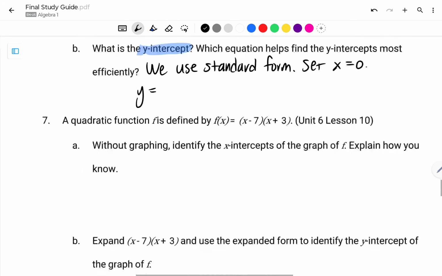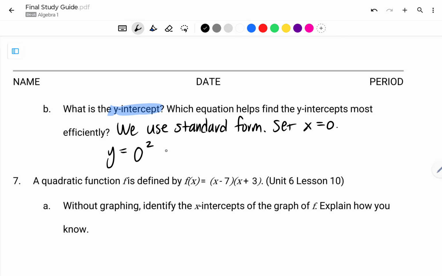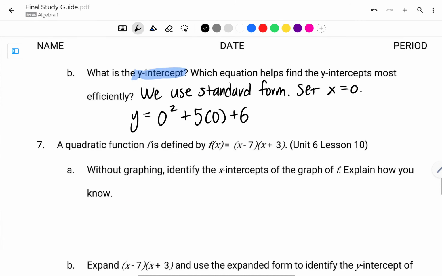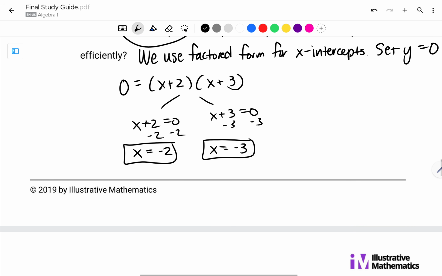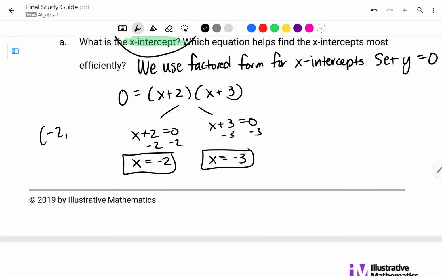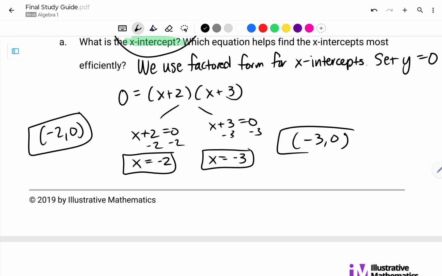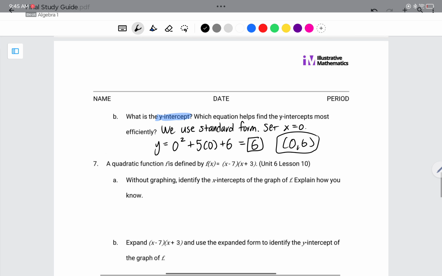Okay. It's 0 squared plus 5 times 0 plus 6. Right? Yeah, there you go. 0 squared is 0, 5 times 0, 0, so it's 6. So your y-intercept is at 0 and 6. And then this one, sorry, I forgot to put them in coordinates. This one is negative 2 and 0, and this one is negative 3 and 0. Cool.